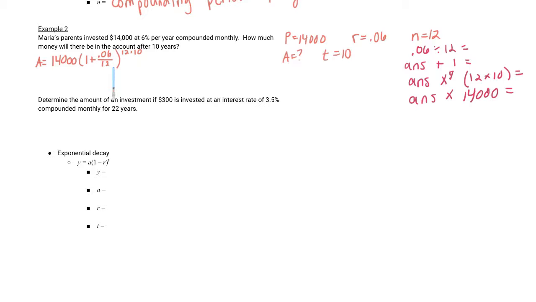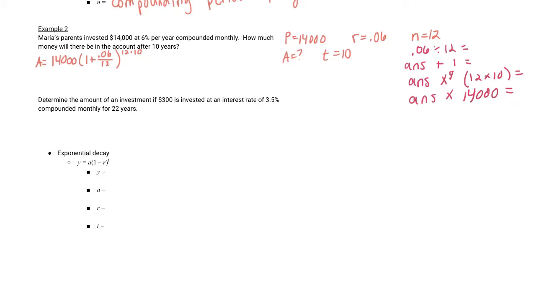Now that I have this whole answer, PEMDAS tells me I need to do the exponent. So I take this answer to the, in the parentheses here, 12 times 10 power. Or if you know that that's 120, just to the 120th power. And then that answer, so now this whole chunk is done. We have to multiply that by our principal, $14,000. So let's use my calculator and we'll figure out what this answer is supposed to be.